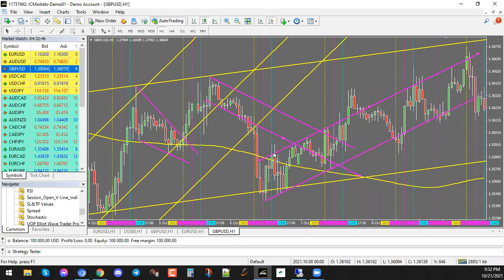I can even make another copy of this and create my segmentation. All right, so I can even create my segmentation like this. And you can see this one is also well respected.